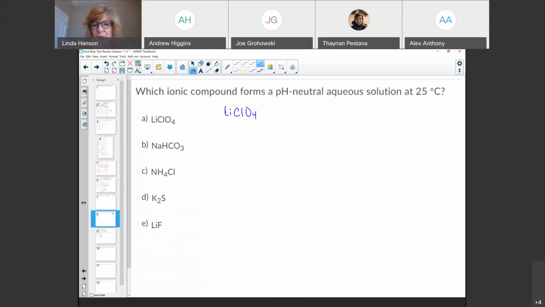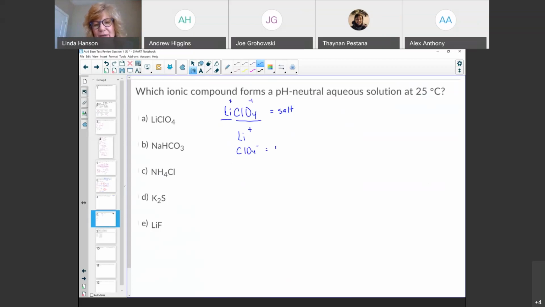LiClO4, lithium perchlorate. The two ions that make up this salt are the lithium ion, which is the cation, and the anion, which is called perchlorate, ClO4. A salt is the definition given to a formula unit where we have a positive and a negative ion bound together. It's not an acid, it's not a base, so therefore the combined ionic compound is called a salt.